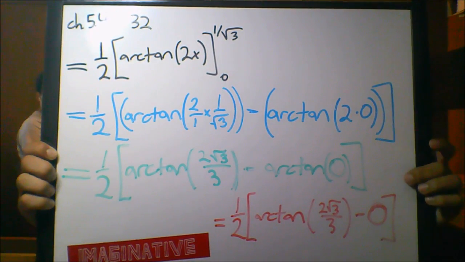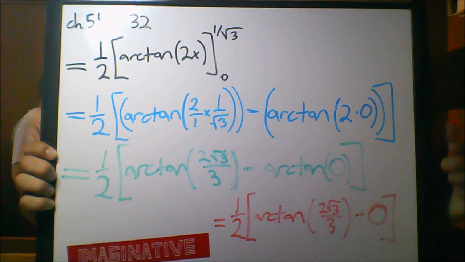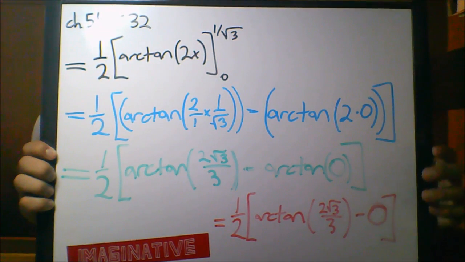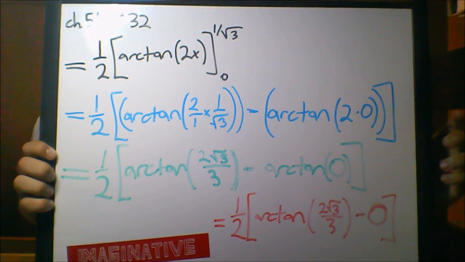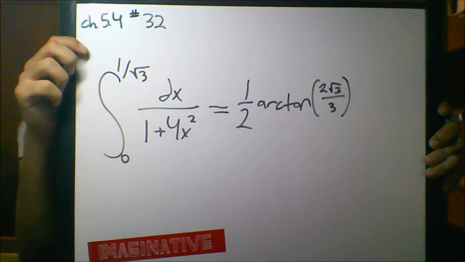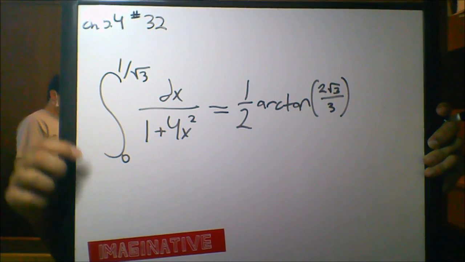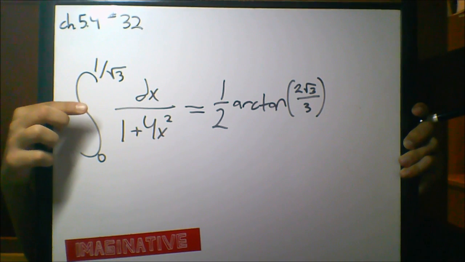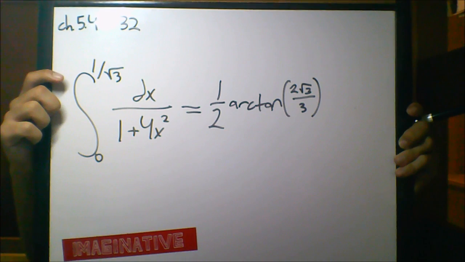The arctangent of 0 is 0, and the arctangent of 2 radical 3 over 3 would give us a number that is a decimal. So we're going to leave it like this to keep it in exact terms. And now I'm going to rewrite it as our final answer. So here our final answer for number 32 in section 5.4 is the integral from 0 to 1 over radical 3 of dx over 1 plus 4x squared is equal to 1/2 times the arctangent of 2 radical 3 over 3.